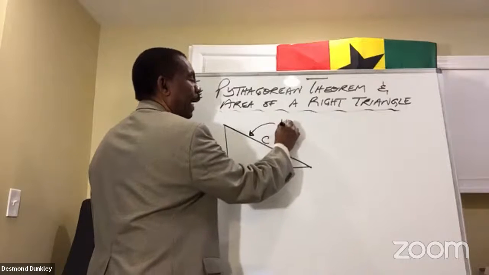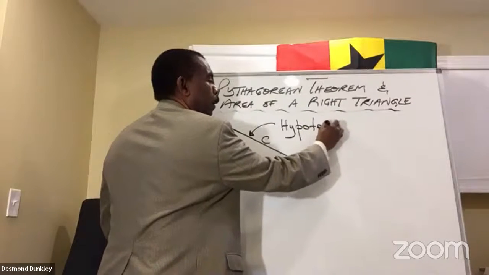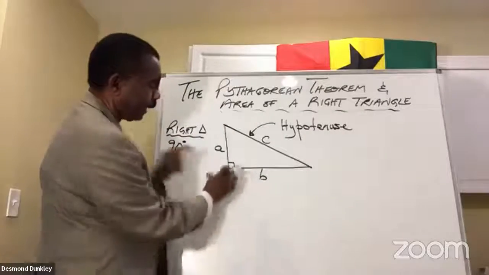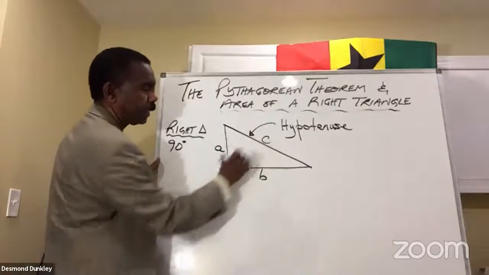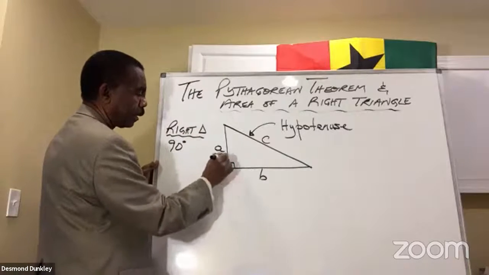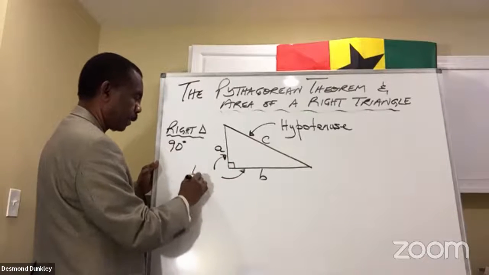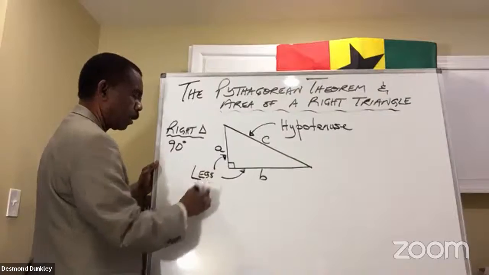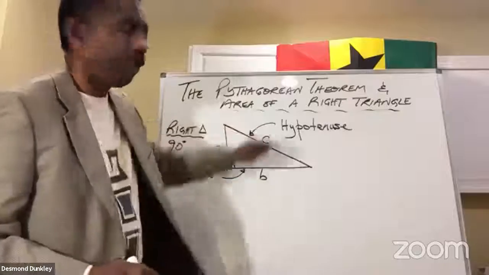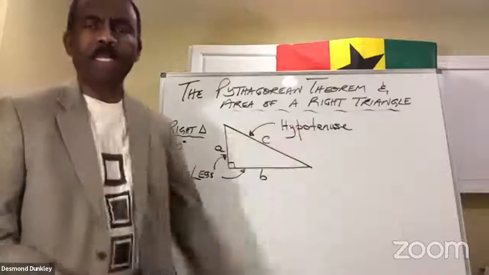The side that is across from the 90 degrees has a name, it's called the hypotenuse. So this side, the longest side, the one facing the 90 degrees, across from the 90 degrees, is called the hypotenuse. And these sides are called legs. So these are the legs. They come together and they form the hypotenuse on the other side. So again, the legs and the hypotenuse.